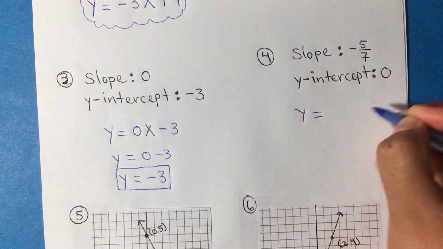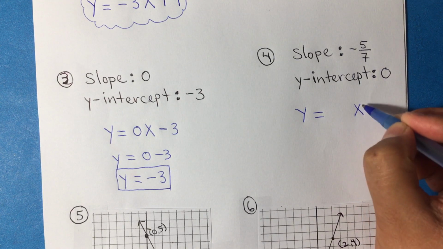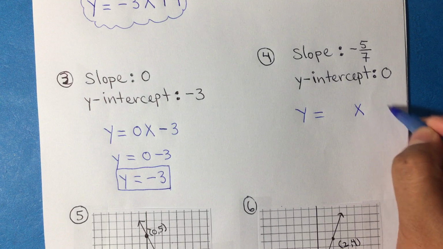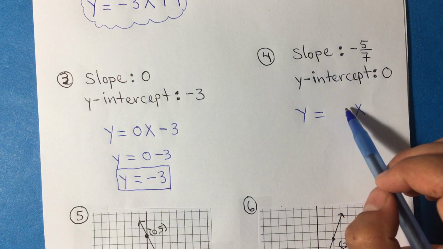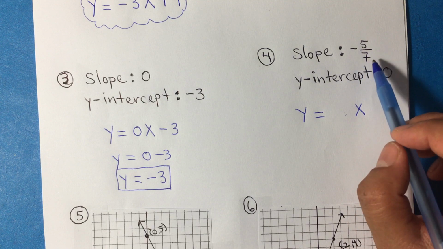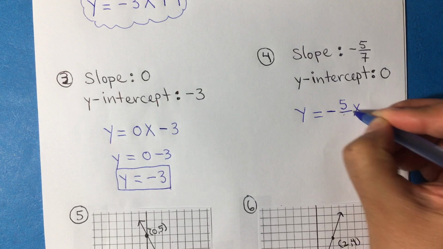For the next one, number 4, y equals mx plus b. The y stays the same, the x stays the same. All you're replacing is m as the coefficient of x and b as a constant. So what is the slope, which is m? -5/7.